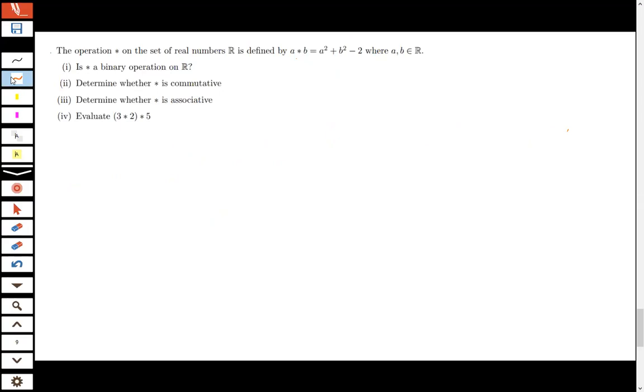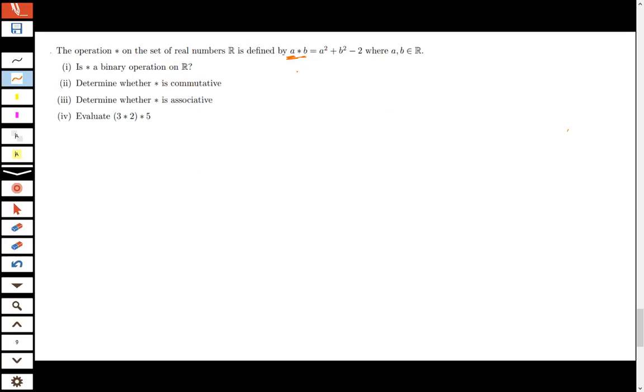Otherwise, real numbers comprise all the numbers in the world. Any number that you can think of is part of the real numbers, except imaginary numbers. So if there's no way of you getting an imaginary number after putting your value of A there and your value of B there, it means that the star there is a binary operation on R.